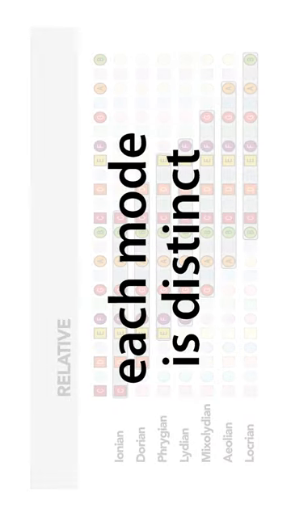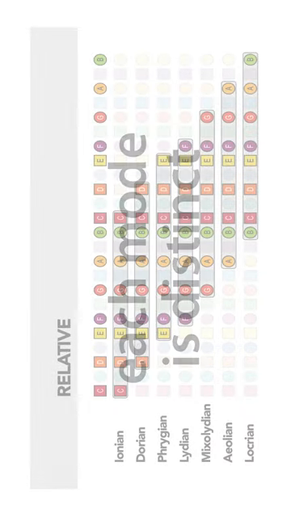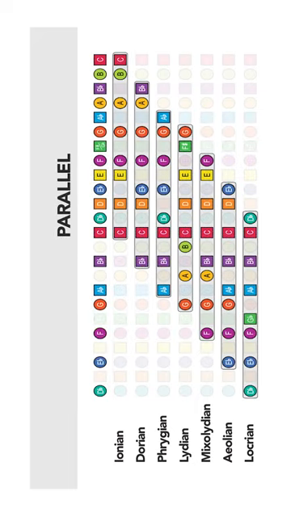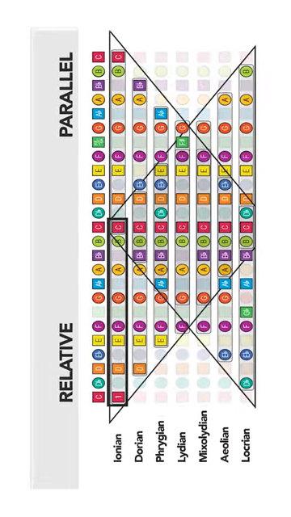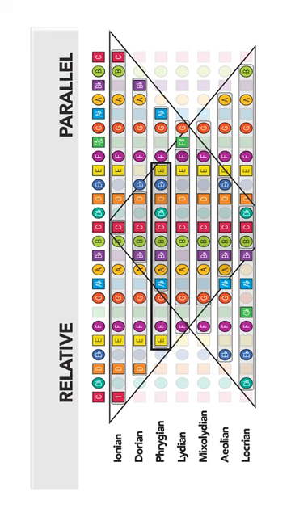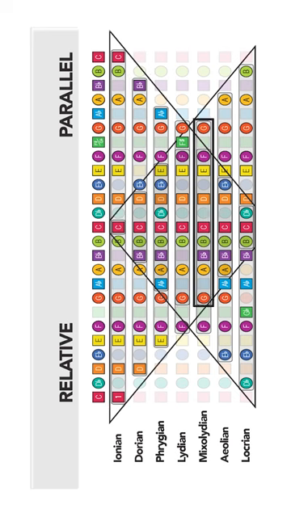Each mode has a distinct sound you can use to write different melodies and progressions. Parallel modes are another set of patterns derived from other major scales, and together, relative and parallel modes expand your songwriting palette, giving you lots of options to choose from.